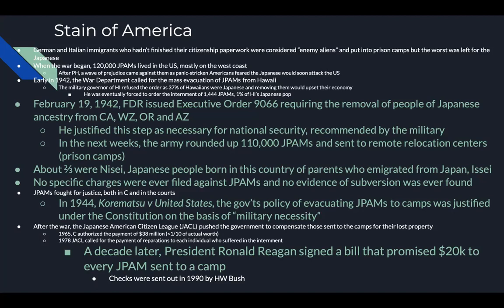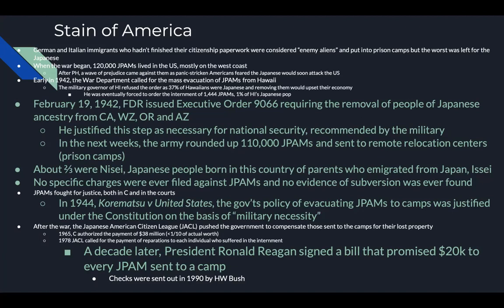So a decade later, Ronald Reagan will sign this bill that promised $20,000 to every Japanese American sent to a camp. Checks were sent out in 1990 by Senior Bush, H.W. Bush. So in 1990, they got the payments they had asked for since 1965. Crazy to think, 1990, 1965, that's 25 years of asking for compensation for being put into internment camps.